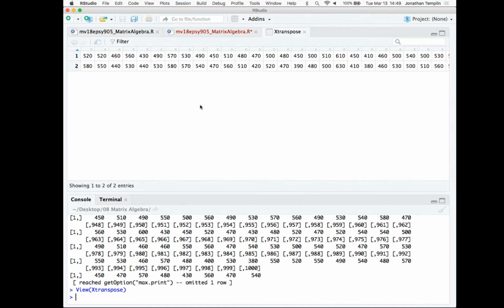There it is. Oh, no, there it is. It says very wide, right?